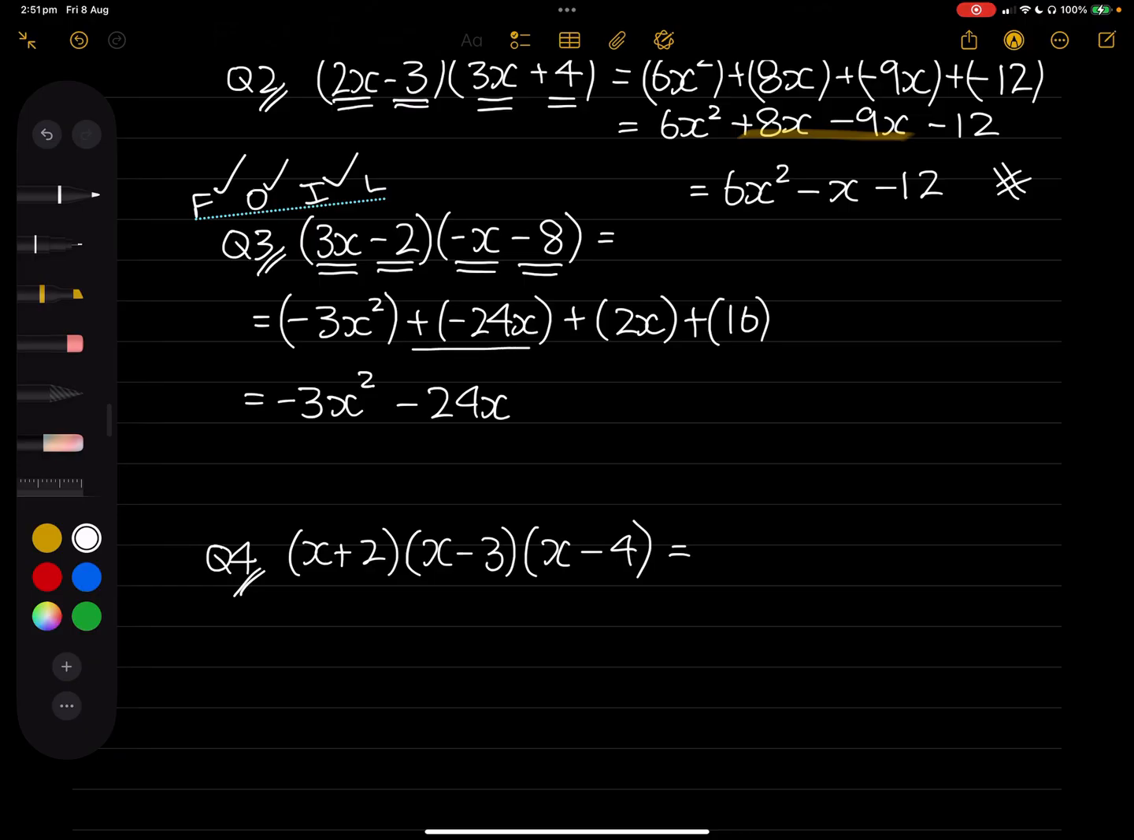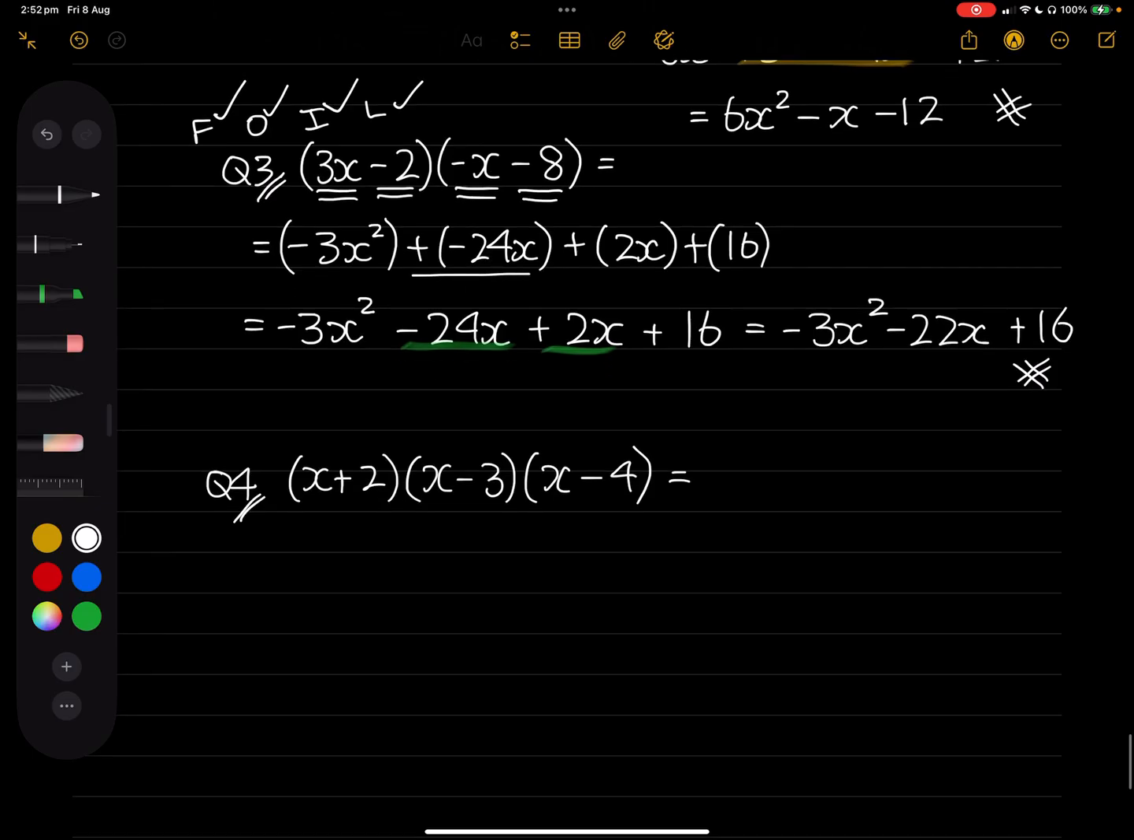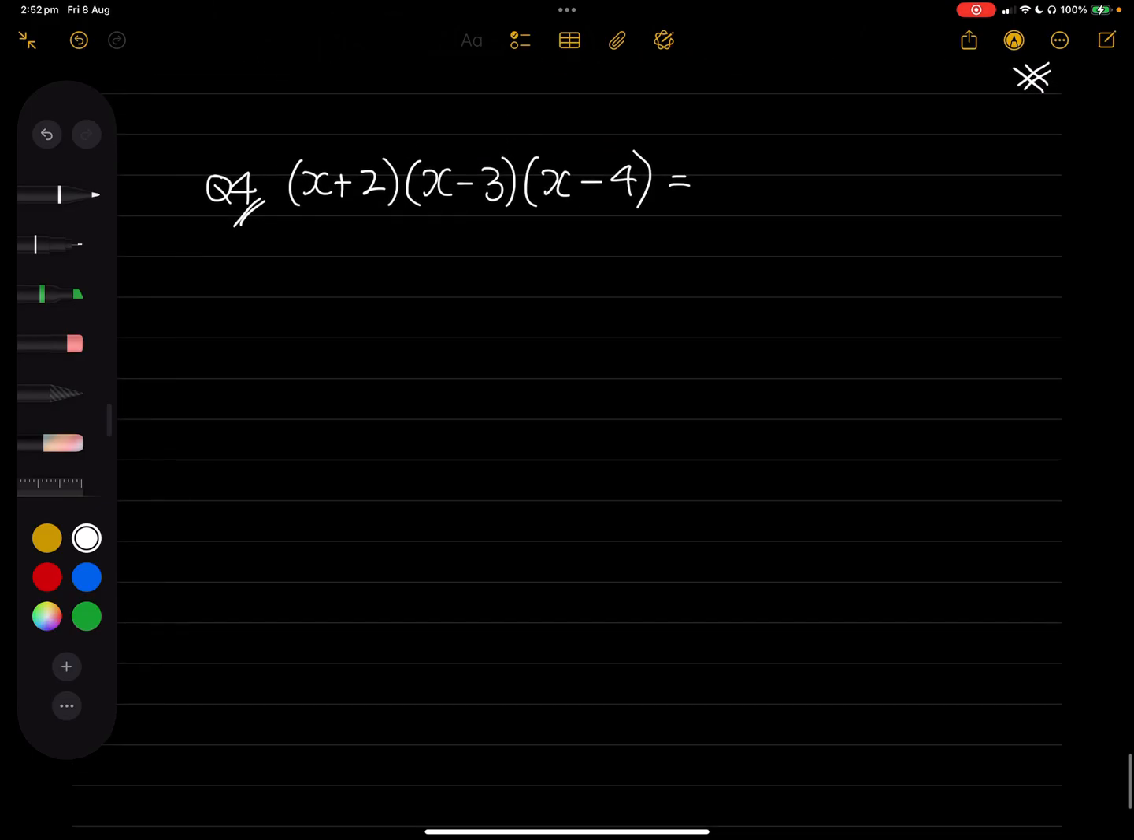Whenever you have a plus next to a minus in this fashion, the minus overtakes, plus 2x plus 16. We have two like terms here, the minus 24 and the plus 2. So we end up with minus 3x squared minus 22x plus 16. And this is our solution for 3. This is using FOIL. Now the last one, this is sort of a bonus one. It's a little different than the others.